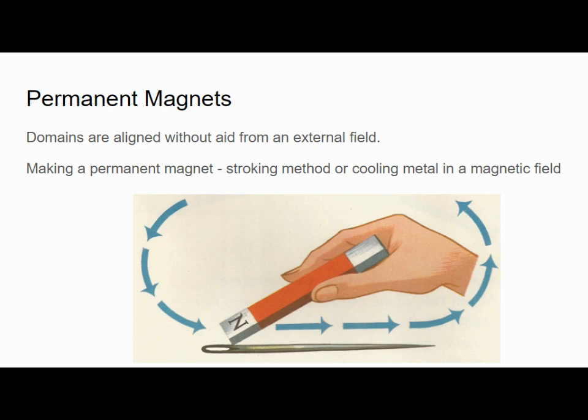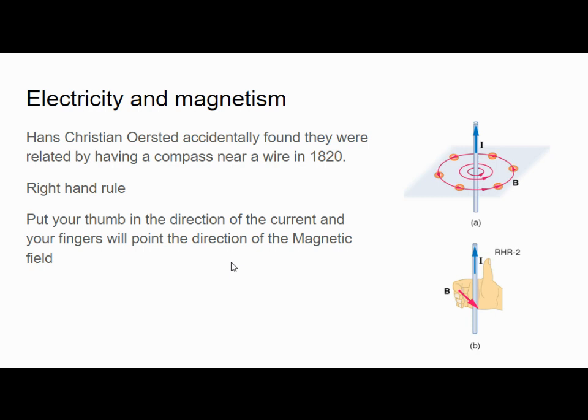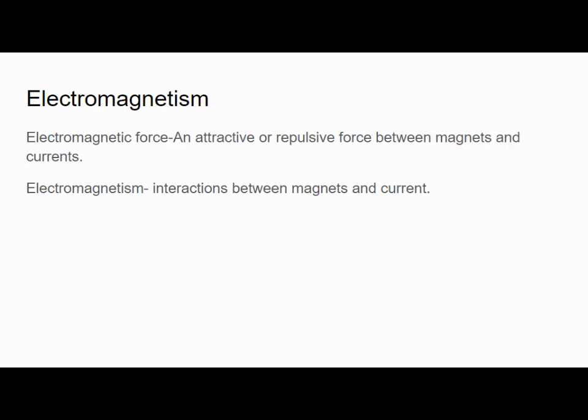Also, screwdriver heads, because of their use, will eventually become permanent magnets because you stroke them against metal. Electricity and magnetism are very closely related, like we've said before. Hans Christian Ørsted accidentally found that they were related, having a compass near a wire. Once he put the compass near that electric current, he saw the compass dance a little bit. Put your thumb in the direction of the current and point your fingers in the direction of the magnetic field. If you grab that wire, it's the right hand rule. You put your thumb out, and that shows you what your magnetic field is.